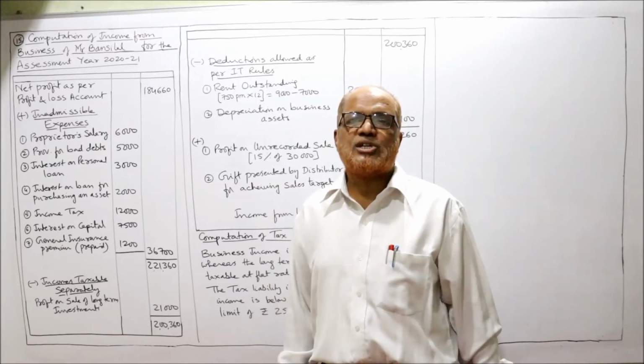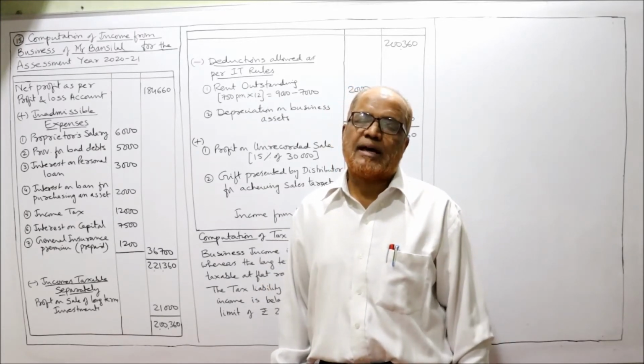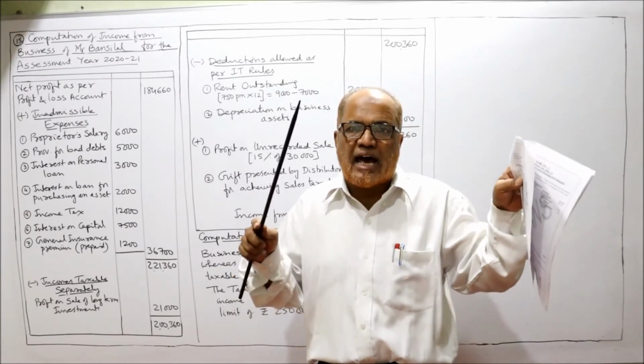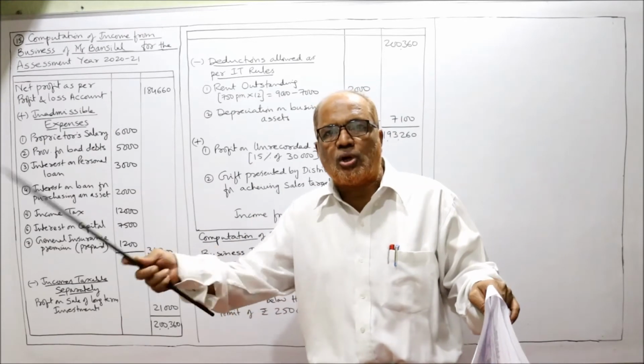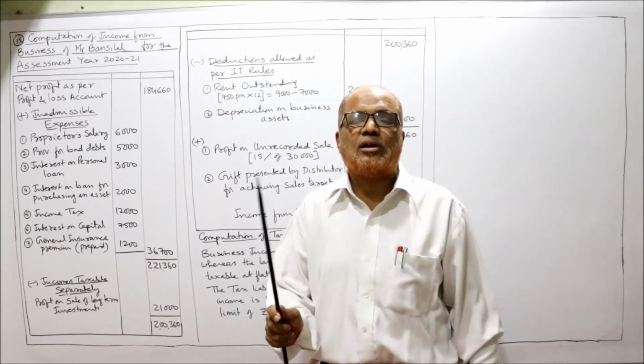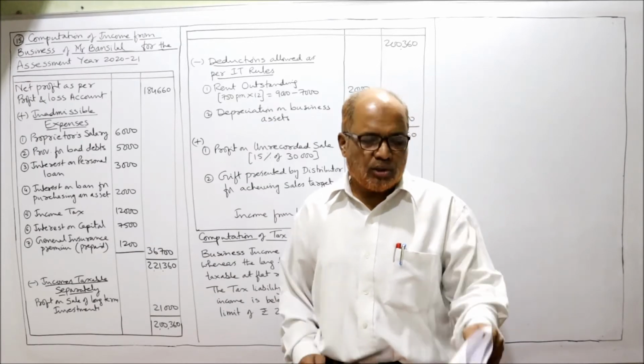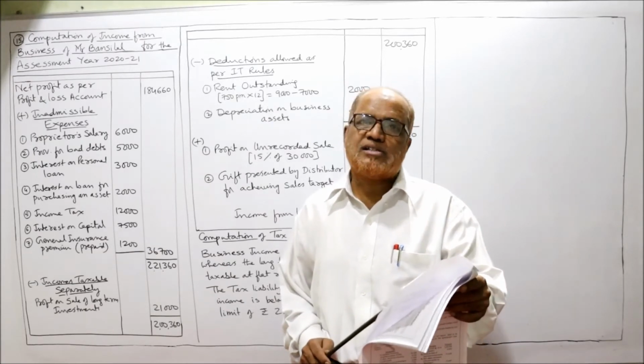2,000 rupees for purchasing an asset. The Income Tax Act says if a loan is taken for the purpose of purchasing an asset and interest on the loan is paid, that is not allowed as deduction. That is not a revenue expenditure. So this 2,000 rupees will be disallowed.